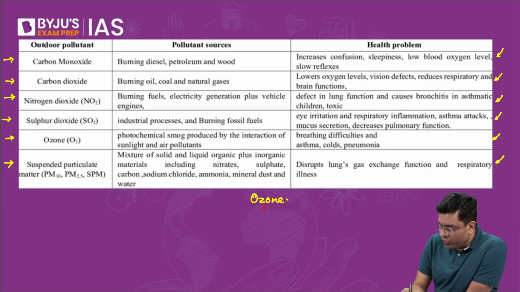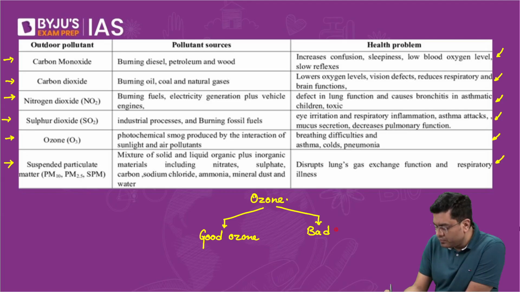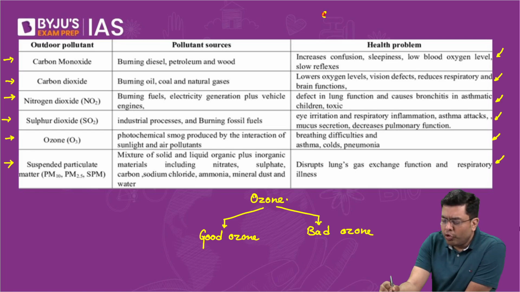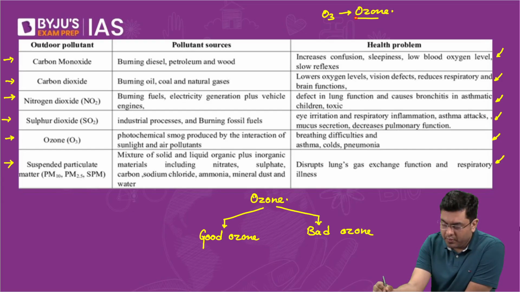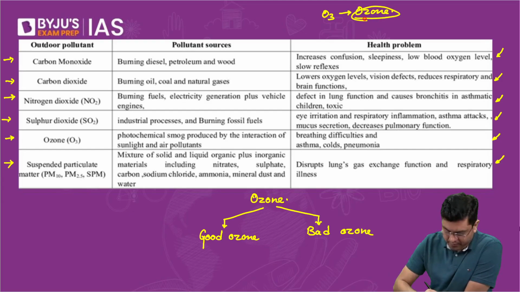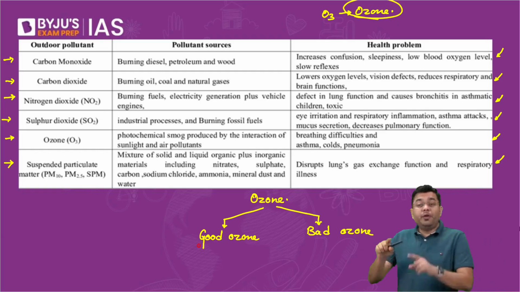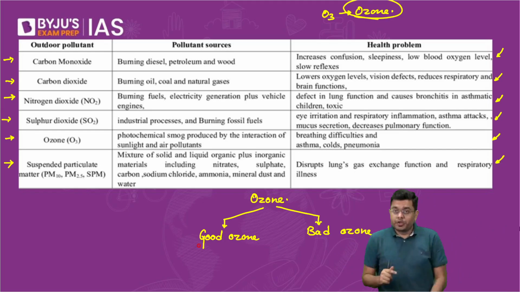That is good ozone and bad ozone. What is ozone, by the way? Ozone is O3. Three atoms of oxygen combine to form ozone. Right. Now, good ozone is the ozone that you have in the region of stratosphere.